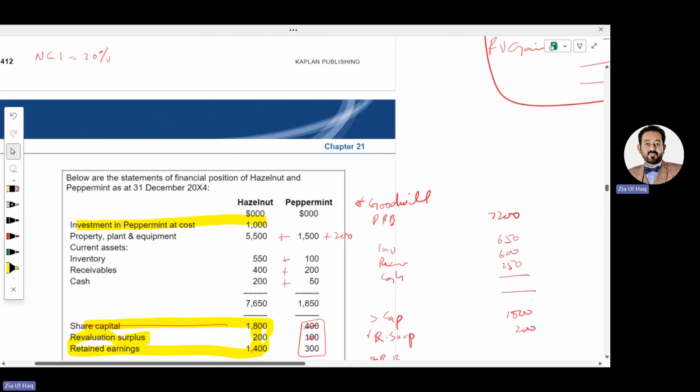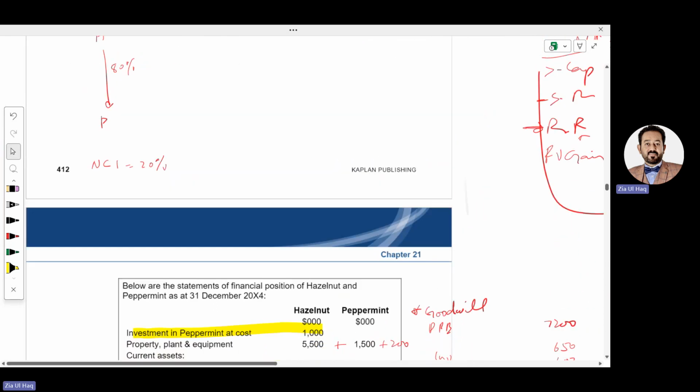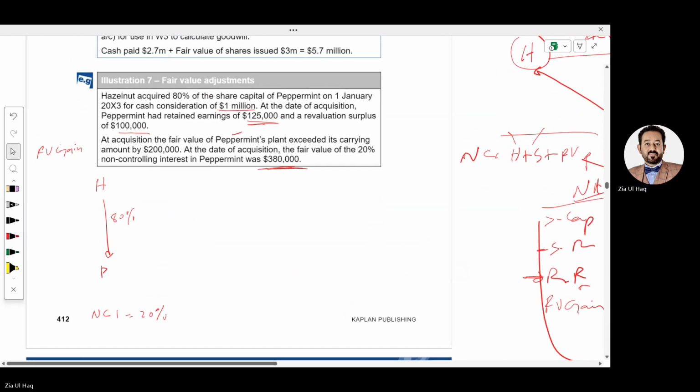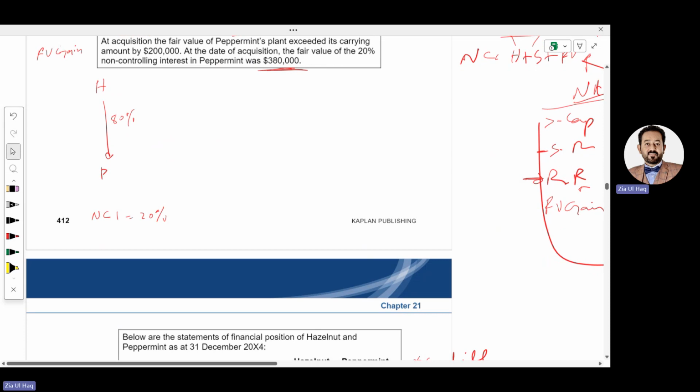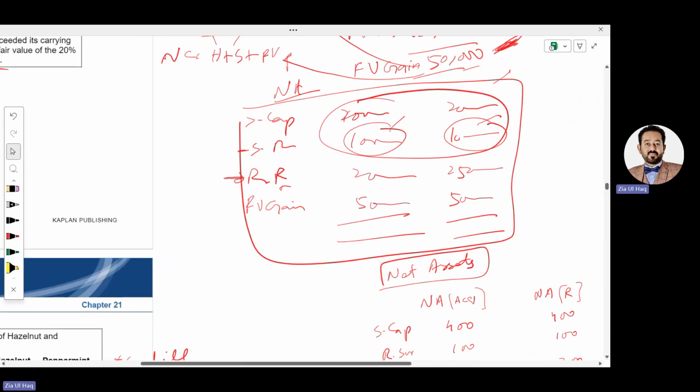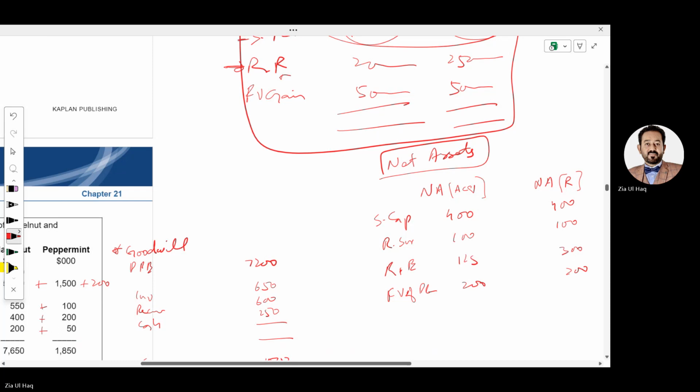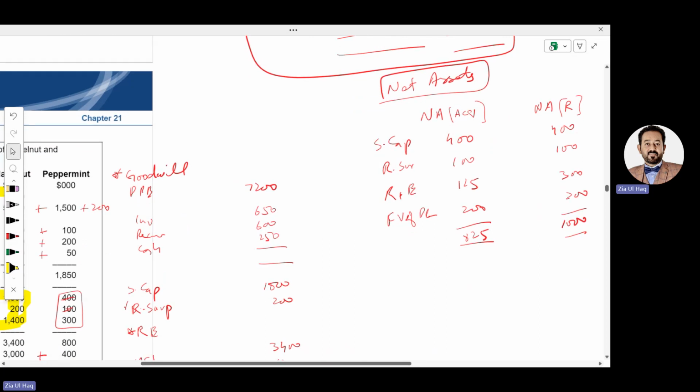What is the opening retained earnings? Is that given in the question? Let's see. Papermint retained earnings were 125,000 at the time of acquisition. So we can calculate net assets: 625 and 825. 435 plus 5, 1000. And what is the difference between profit? How much is the difference between profit? 175.